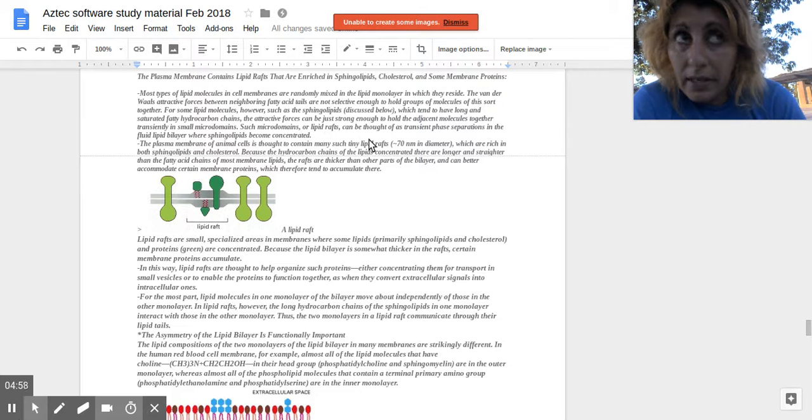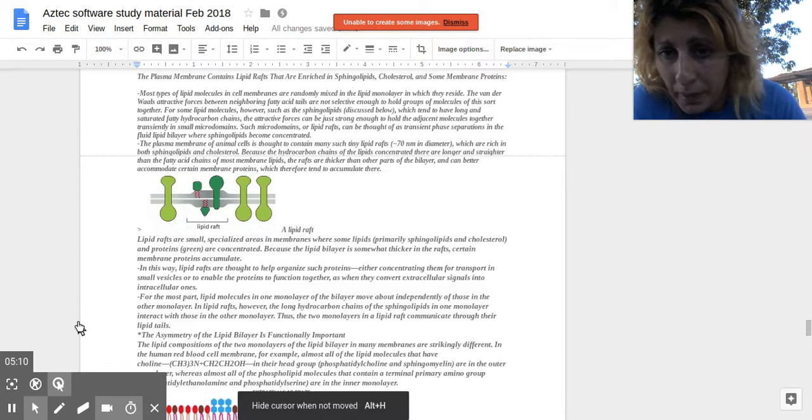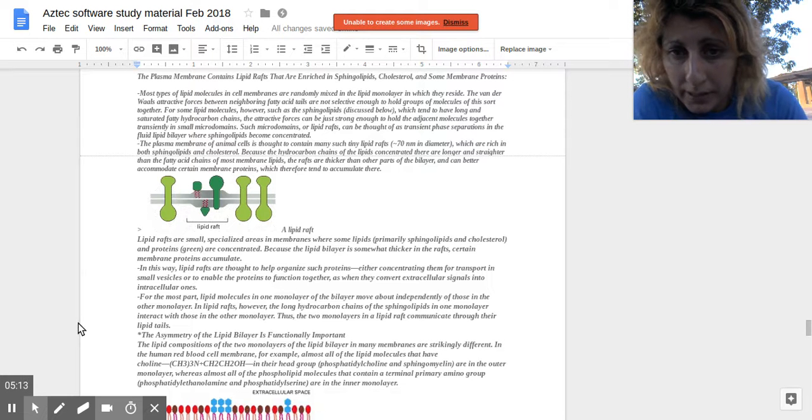These can be thought of as transient phase separations in the fluid lipid bilayer, where sphingolipids become concentrated. The plasma membrane of animal cells is thought to contain many such tiny lipid rafts, about 70 nanometers in diameter, which are rich in both sphingolipids and cholesterol. Because the hydrocarbon chains of the lipids concentrated there are longer and straighter than the fatty acid chains of most of the membrane lipids, the rafts are thicker than other parts of the bilayer and can better accommodate certain membrane proteins, which therefore tend to accumulate there.